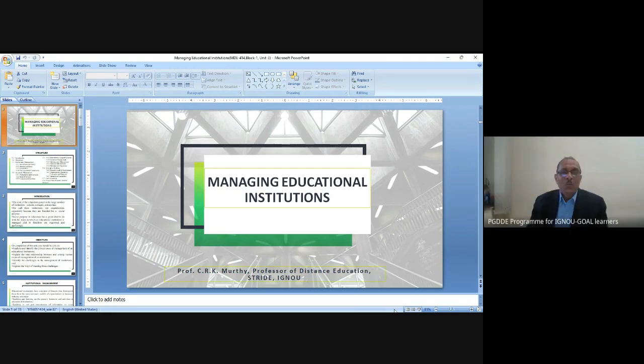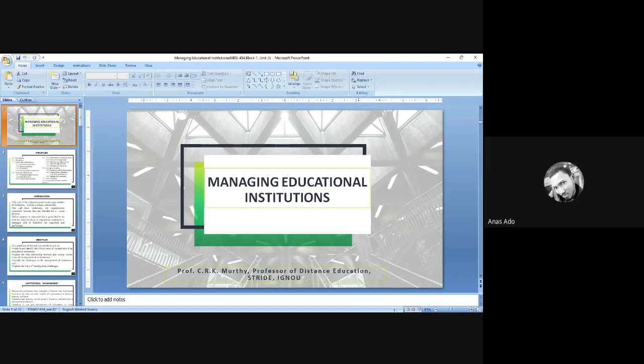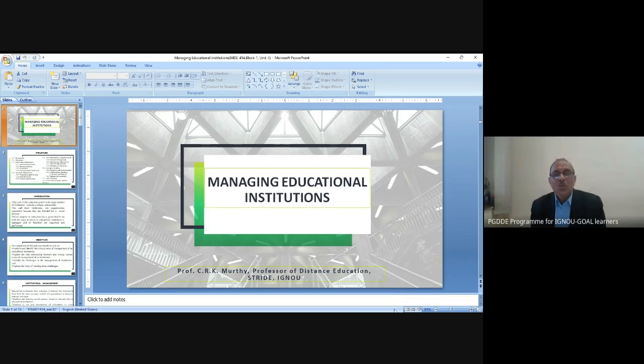Now we have completed the two units of Block 1. Now I am entering into the third unit, that's managing education institutions. So far in the second unit, we talked about managing education systems at the country level, province level, and the various agencies. Now, what is the management involved in a specific institution, whether it is a school, a college, or a university? I think that's where we are focusing now.